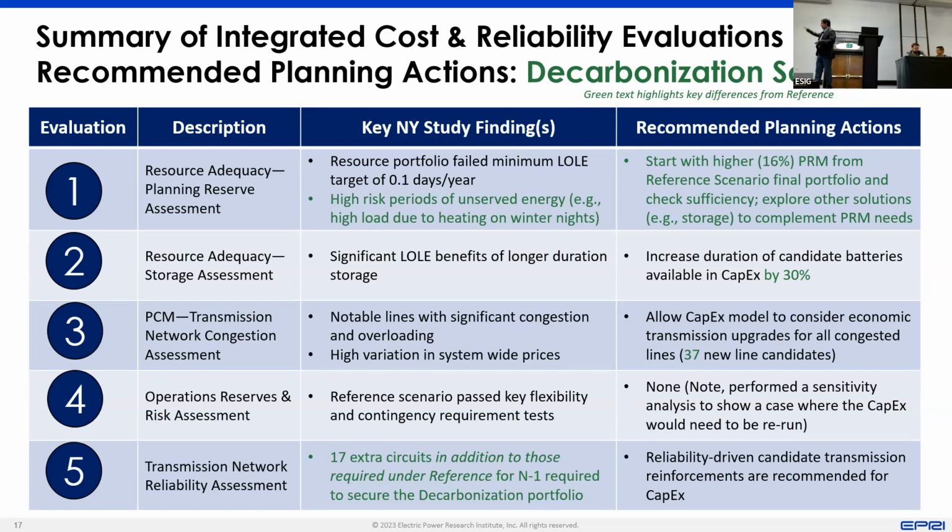And then after the PCM analysis, we also looked at operating reserves. So in the RA analysis, we looked at planning reserve, but as part of PCM, we also looked at operating reserves required for flexibility as well as for contingency. For this particular case, we did not see any issues with operating reserves, but again, that's just for the case study. So again, steps 3 and 4, they were part of the production cost analysis.